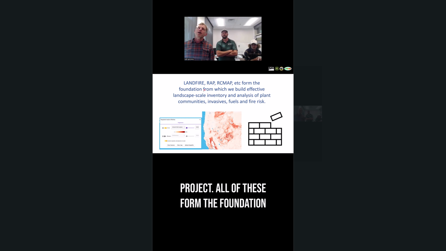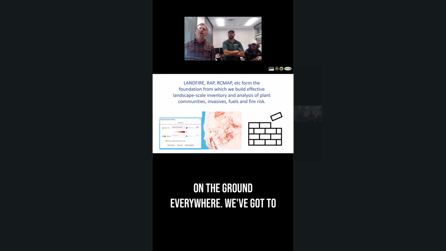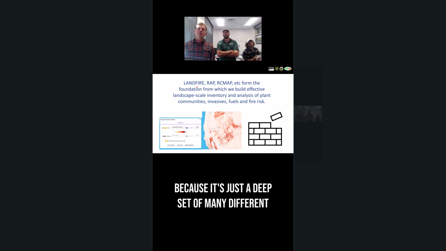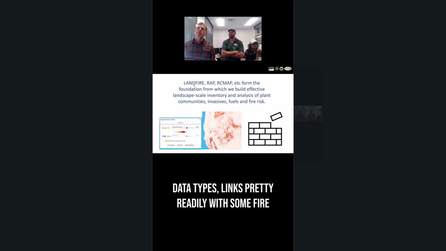All of these form the foundation from which we start our scan and inventory of the vegetation and the fuels across the large landscape units that are the management units in the Western United States. So again, huge landscapes, big areas. We can't put boots on the ground everywhere. We've got to rely on these types of tools. LANDFIRE is pretty handy because it's just a deep set of many different data types, links pretty readily with some of the fire models.